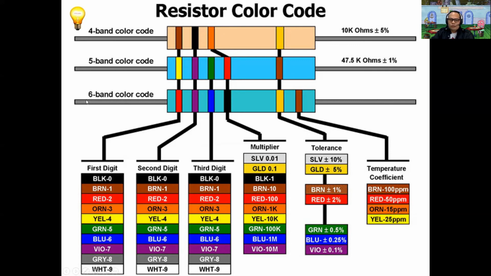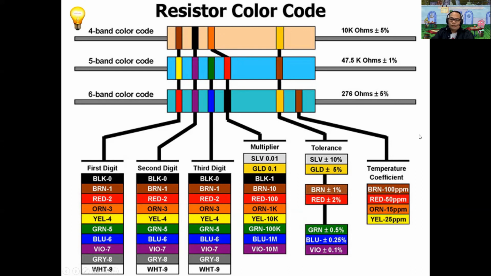For the 6-band color code, we have red. Red is 2. Purple is 7. 2, 7. Then blue is 6. So 2, 7, 6. And the multiplier is black. So 276 times 1. The tolerance is gold, plus minus 5%. And the temperature coefficient is brown, which is 100 parts per million. So we have the value of 276 ohms plus minus 5%.